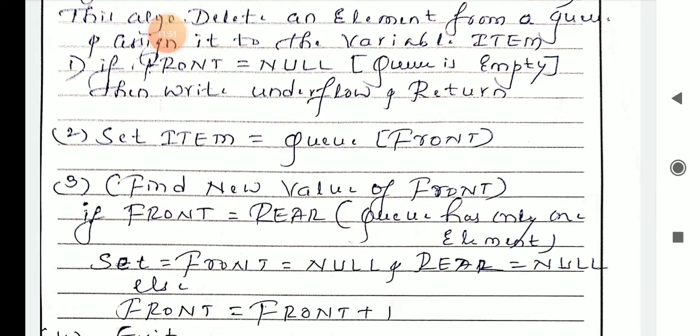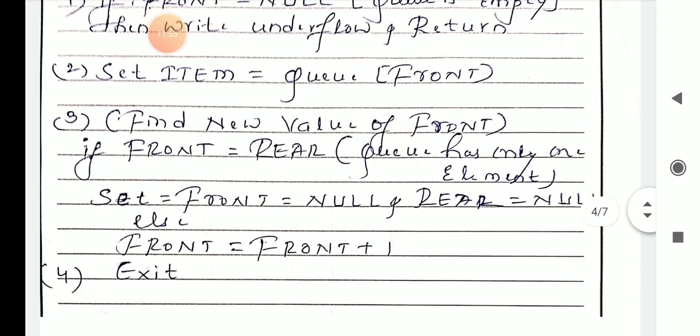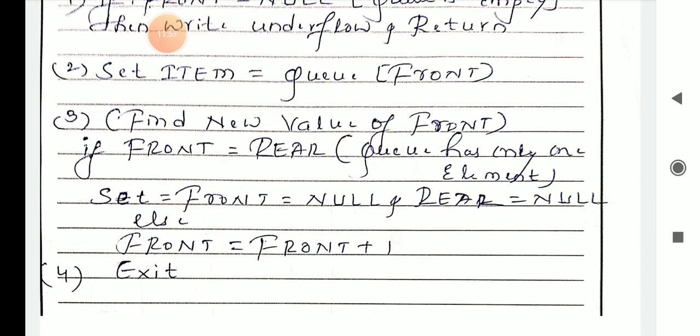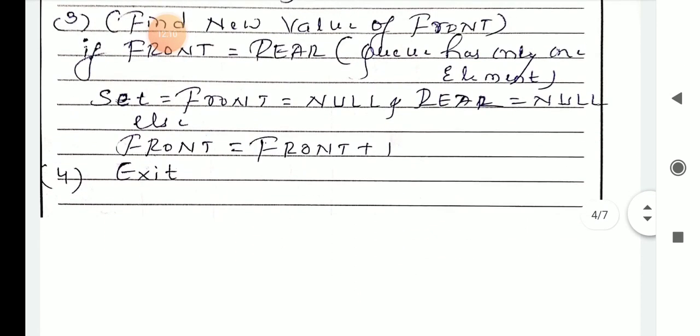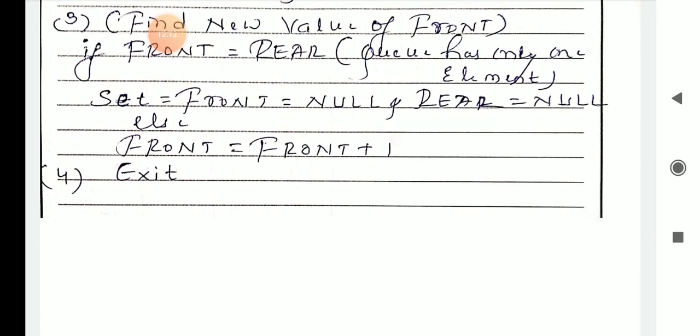Set item is equal to queue, that is front. Find the new variable of front. If front is equal to rear, queue has only one element. Set front is equal to null and rear is equal to null, else front is equal to front plus 1. So first you have to set front is equal to null and rear is equal to null. If you want to add one more new variable, then we can write front is equal to front plus 1, then exit. So these concepts come under queue operations, insertion and deletion. So it is a very important part. These are the basic things you should easily understand step by step.